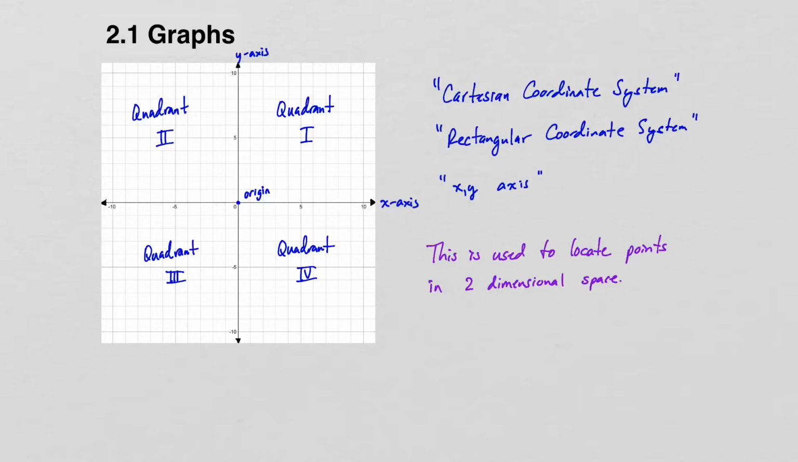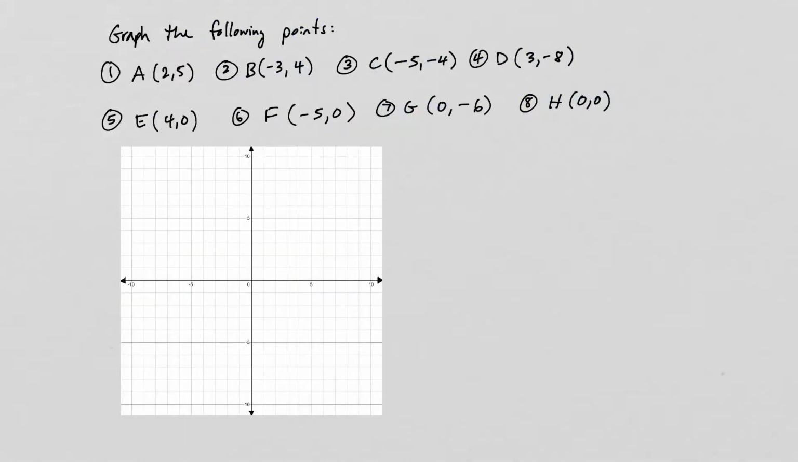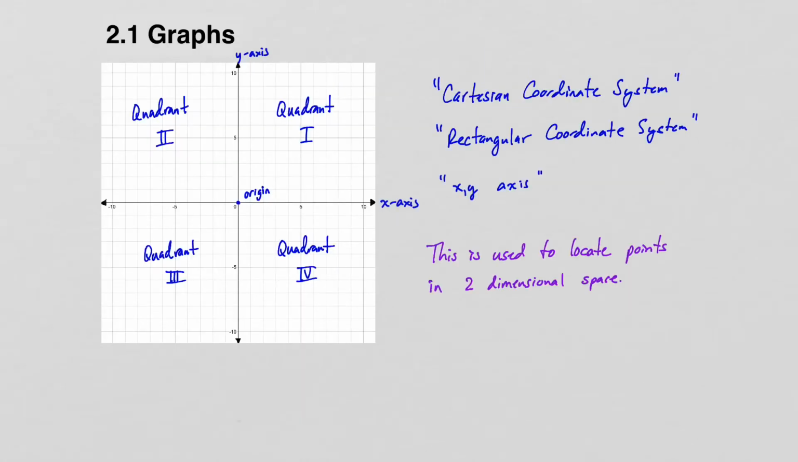So this system is often called a Cartesian coordinate system or a rectangular coordinate system. And sometimes people just refer to this as the XY axis. The main purpose is that this is used to locate points in the plane, which we call two-dimensional space. Let's graph some points. Actually, one more thing I forgot to mention. The point in the center here, where the two axes meet, is called the origin.